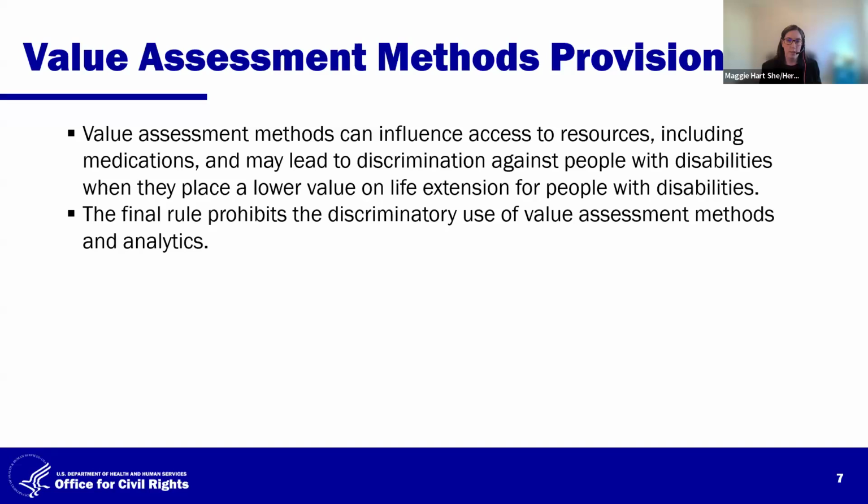So an example of this may be step therapy, which is when a patient may be required to try a lower cost prescription drug that treats a given condition before they step up to a recommended but more expensive drug. And so while these methods can influence access to resources, including medications, they may lead to discrimination against people with disabilities when they place a lower value on life extension for people with disabilities. And the final rule prohibits the discriminatory use of value assessment methods and analytics. Well, what does that mean?